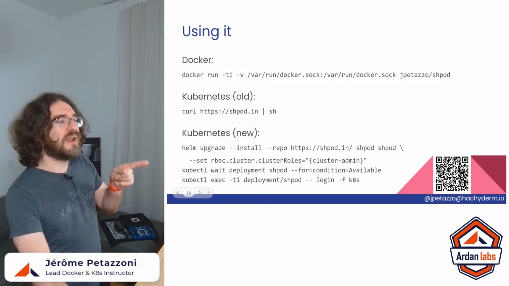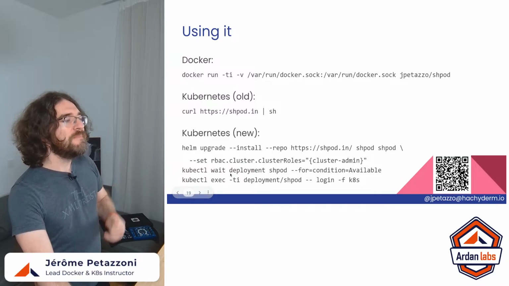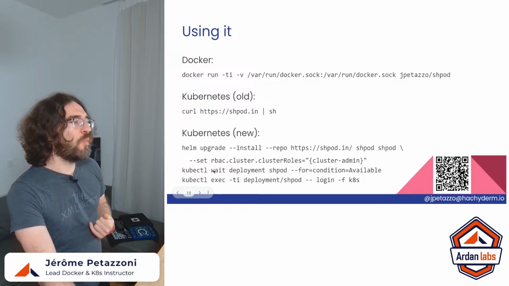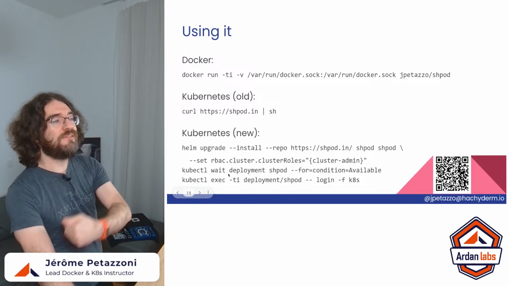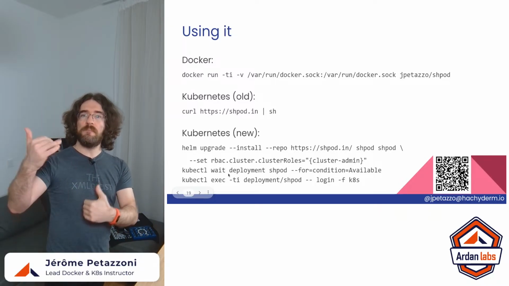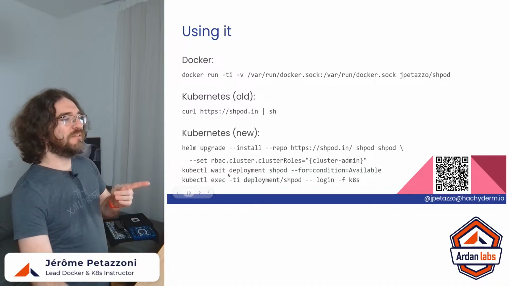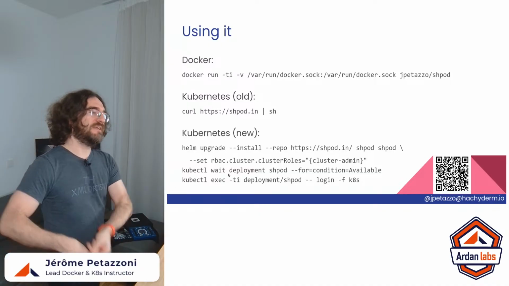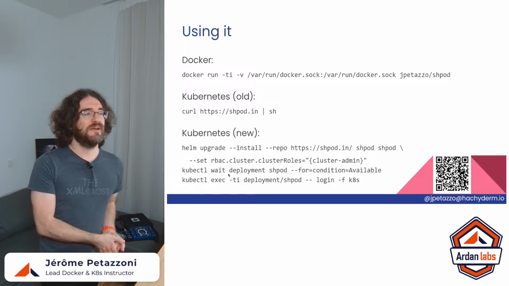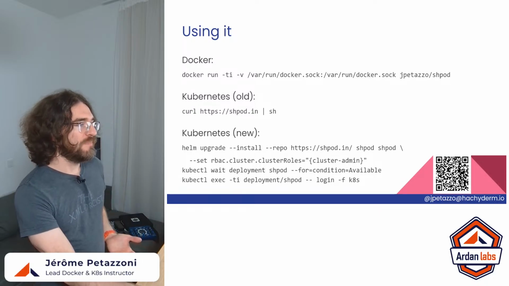And then the two extra lines below are kind of optional. The kubectl wait here is just to wait for the deployment to be up and running. And then the kubectl exec here is to just spawn a shell in that environment.